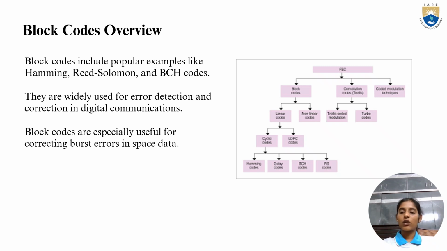Advantages: block codes are relatively simple to implement and decode. Block codes can correct multiple errors depending on the code design. Block codes are used in data storage systems such as hard drives and solid state drives. And block codes are used in communication systems such as satellite communications and wireless communications. They are widely used for error detection and correction in digital communication. Block codes are especially useful for correcting burst errors in space.